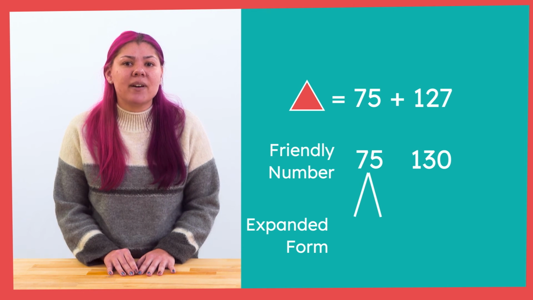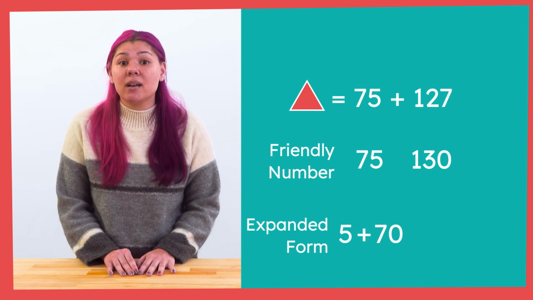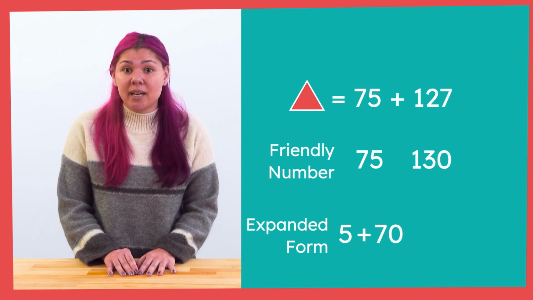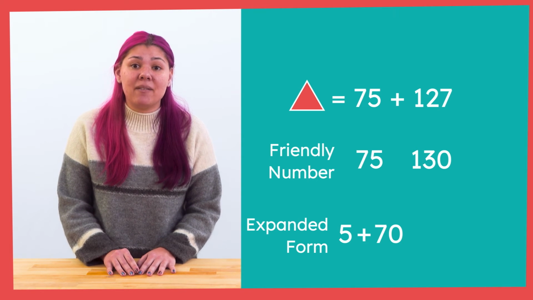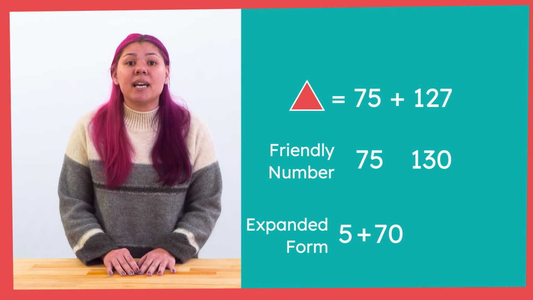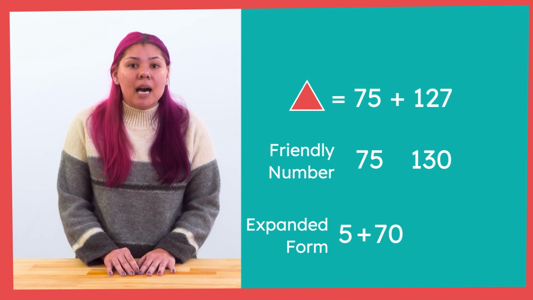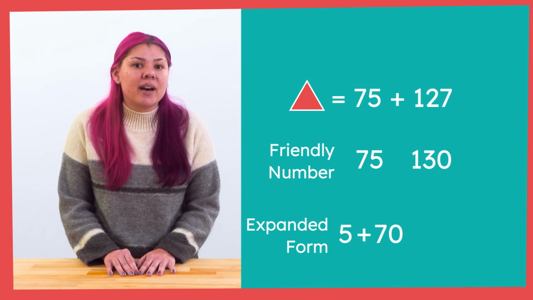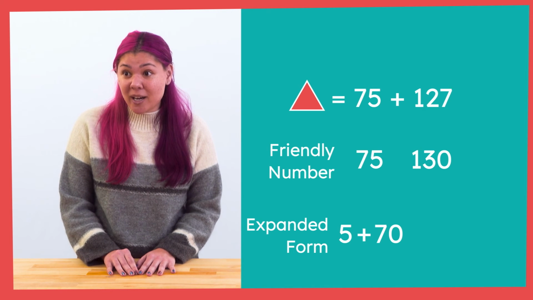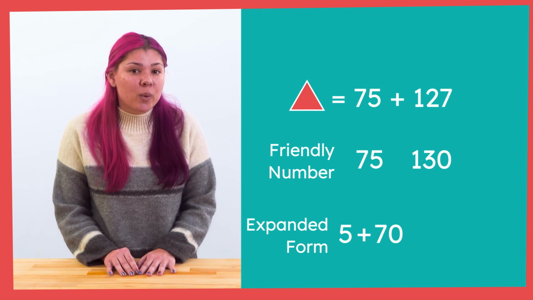Yeah, we showed 75 as 70 and 5, but we can write it in other ways too, depending on the problem. I could break apart 75 into 70 and 5, 50 and 20 and 5, 30 and 45, and many more ways. I'm going to break 75 into 70 and 5. Do you know why I chose this way?